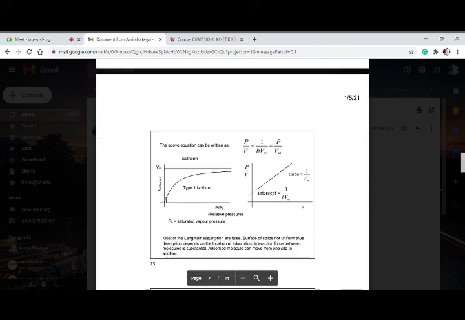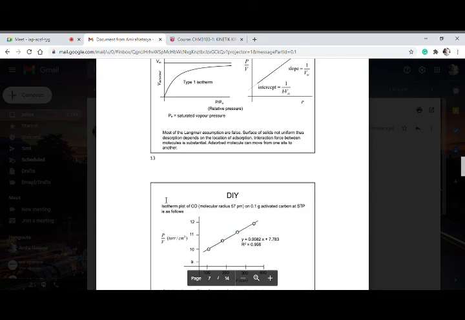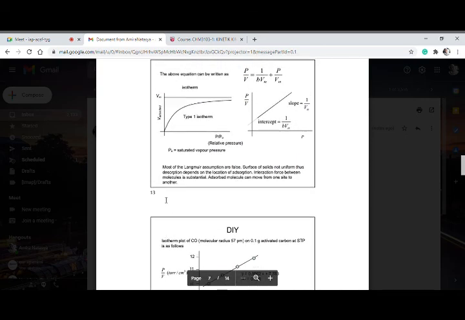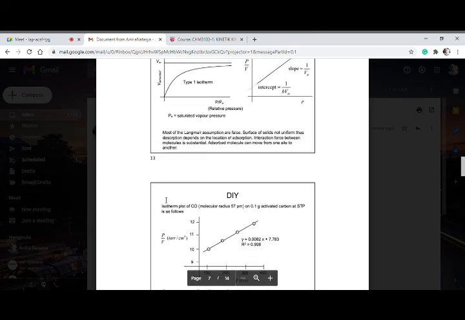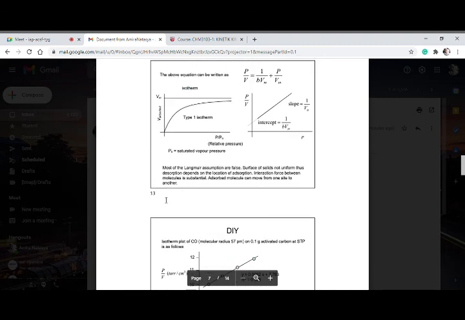Right. So meaning that the solid at that stage still has more area which is unoccupied. So the surface is almost empty at that stage. And then the gas will be adsorbed on the surface of the adsorbent. And when the adsorption starts occurring, more and more gas is adsorbed on the surface, right?